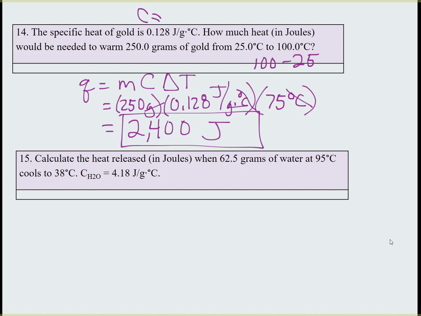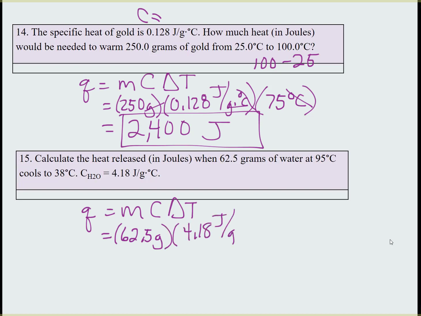So calculate the heat released. I already know that my value is going to be negative because the heat is releasing. It's going to be exiting. Q equals mc delta T. And for this one, my mass, and we're back to water. So that's how many grams of water. I'm going to use the specific heat of water. And my change in temperature. And remember, you always go final minus initial.